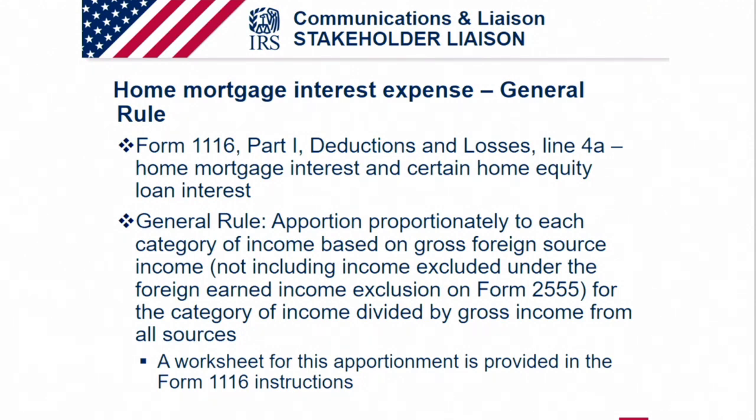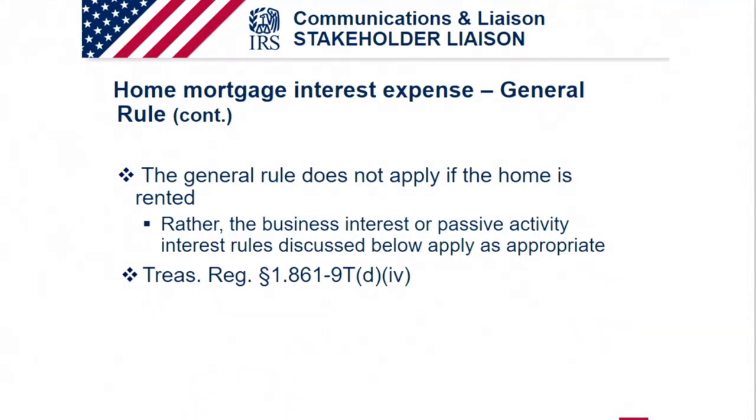Thanks, Patty. Home mortgage interest expense is apportioned by multiplying the ratio of gross foreign source income for a particular category of income or basket of income divided by gross income from all sources. For this purpose, we do not include any income excluded under the foreign earned income exclusion under Section 911 on the Form 2555. The Form 1116 instructions provide a worksheet to do the apportionment for the mortgage interest expense, and we will be looking at an example in just a few minutes.